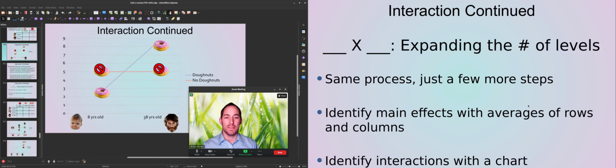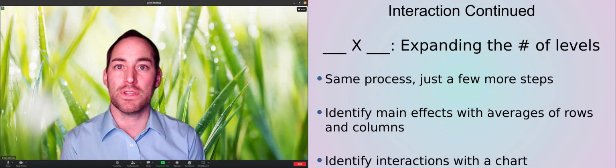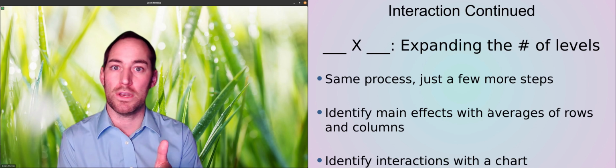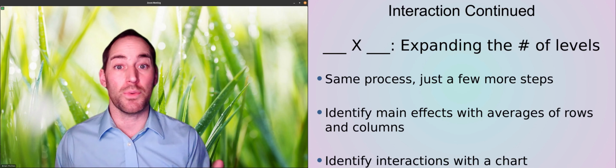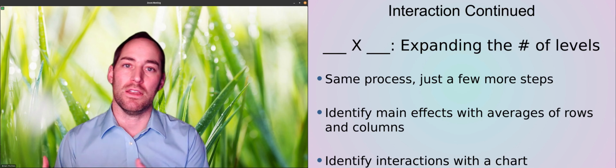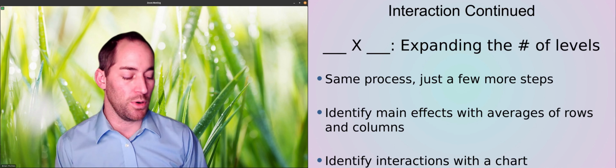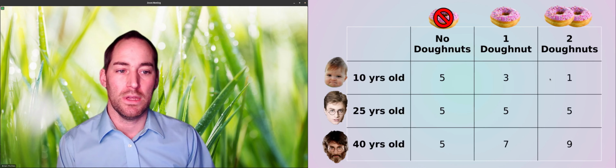All right, now if we want to add more levels, we can just do that. We can add more levels to the variables. So if we wanted 0 donuts, 1 donut, 2 donuts, if we wanted 3 ages, we can do that. We just have to specify those things in our really spelled out way. So it's the same process, just a couple more steps. Let's use this example again.